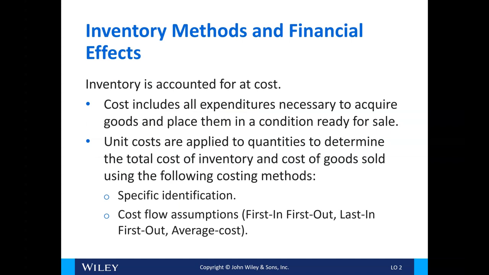Inventory is accounted by cost. Again, all of the different costs that go into the inventory add to it. Any discounts you subtract from it, any returns you subtract from it. Again, freight in is part of the inventory. Unit costs are applied to quantities to determine the total cost of inventory.